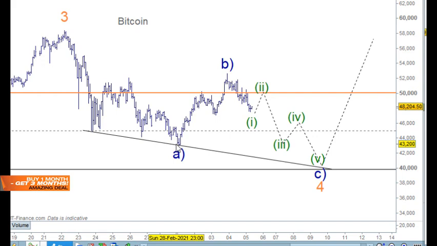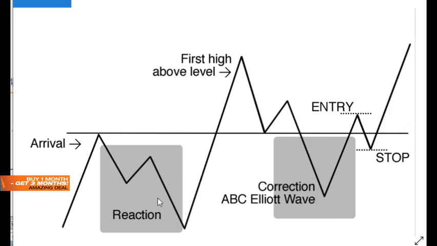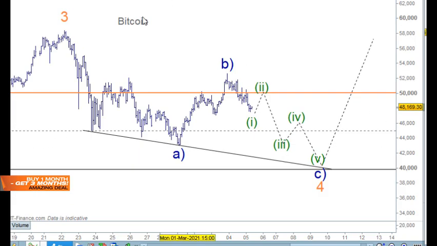And also too is that we've got a classic trading levels pattern sitting here as well. So if we just have a look at this for a moment, we've got the arrival, the reaction, the first high above the level, and then we're in this space here. And then we're thinking about getting back in over here for that. So if that's the 50,000 across here, we've got most of this playing out here already. We've got the arrival, the reaction, the first high above the level, and then this move here. But can that be counted as corrective? That's the question.